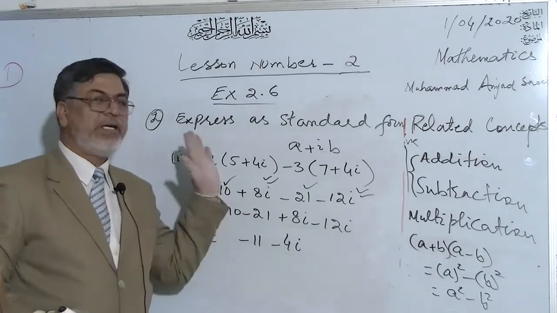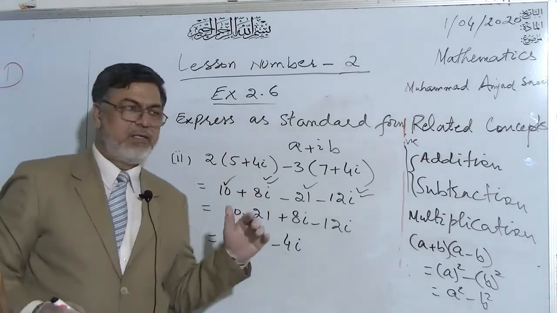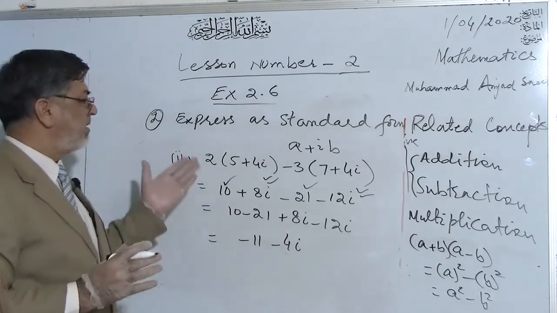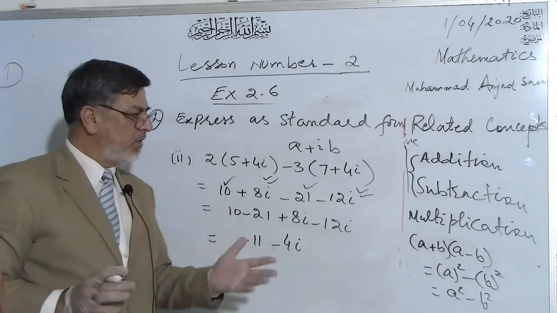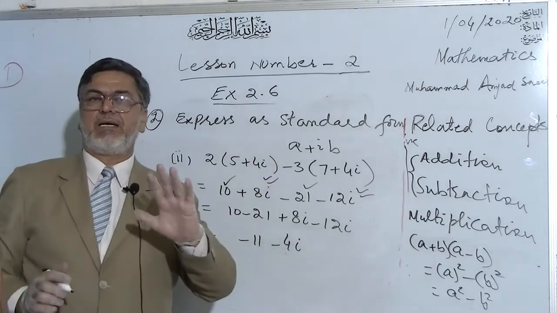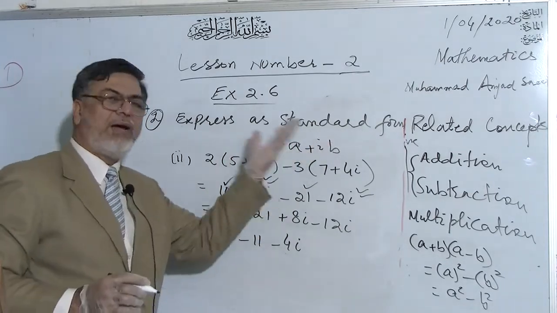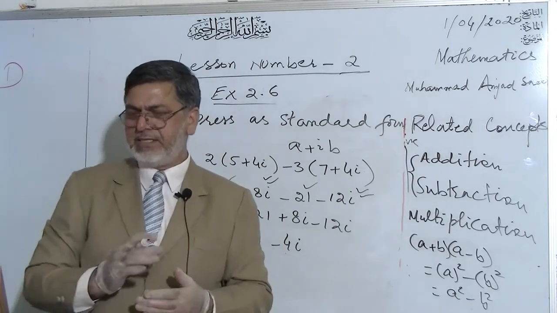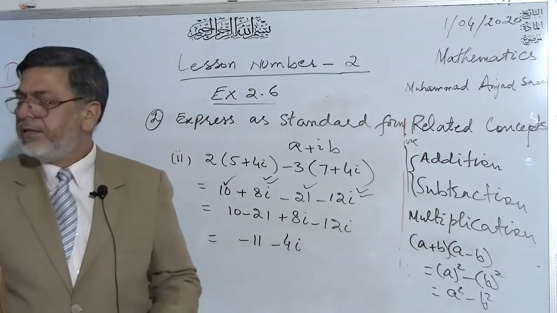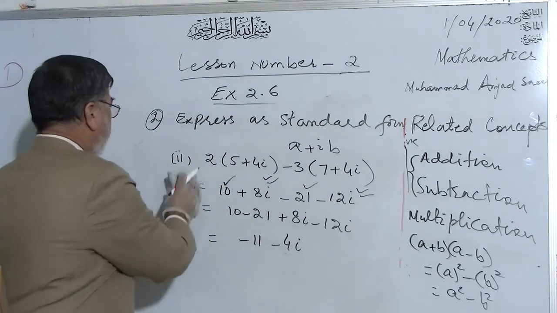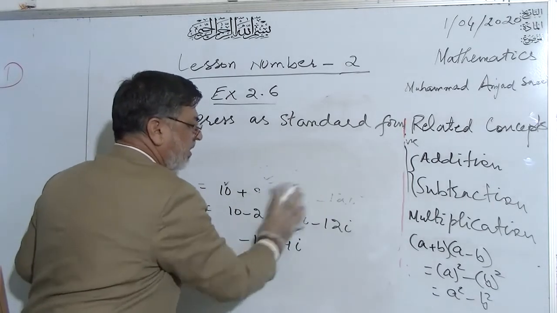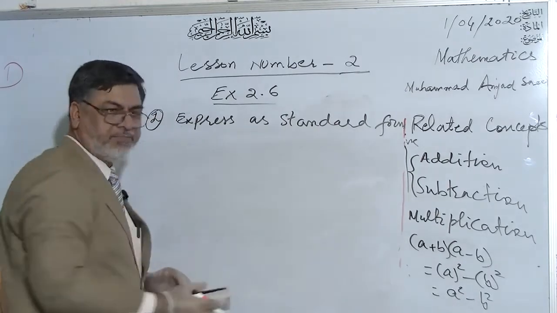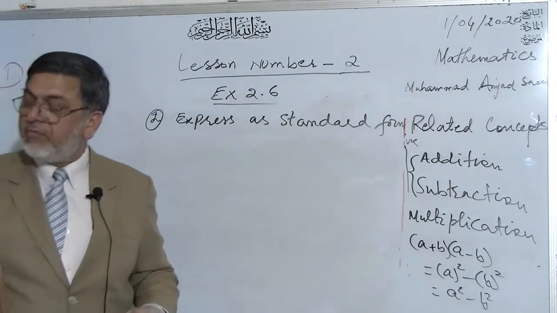So in this way you can simplify these two complex numbers, added or subtracted, to convert them into a single complex number. Basically, we have to convert them into a single complex number, having one real part and the other an imaginary part. After that, I hope that you can solve part number 3.